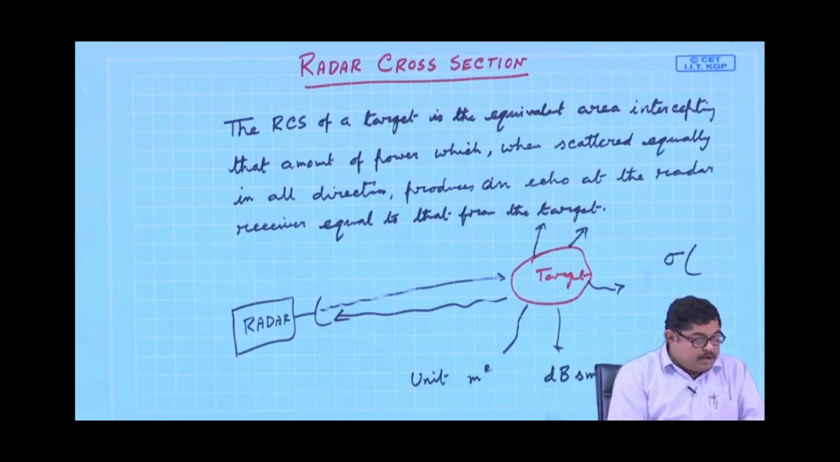RCS depends on the angles of illumination and scattering, as well as the target's shape, size, and material. The unit of RCS is square meters, m superscript 2, and, when expressed in decibels, is referred to as dBsm. In summary, RCS defines how effectively a target reflects radar signals, factoring in the amount of power captured and scattered back to the radar.